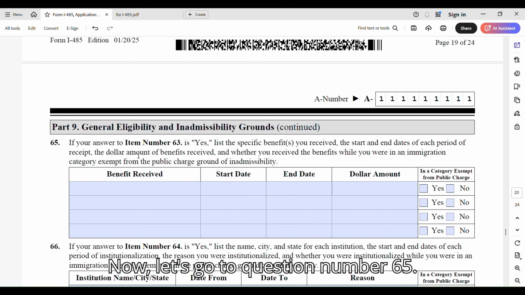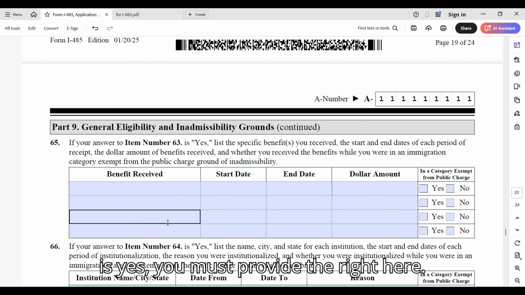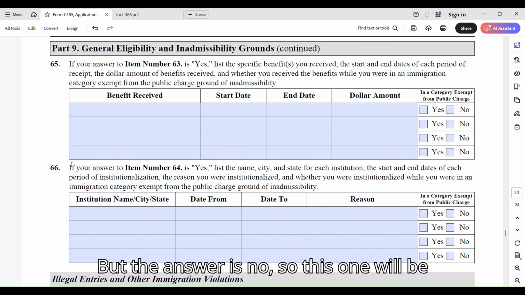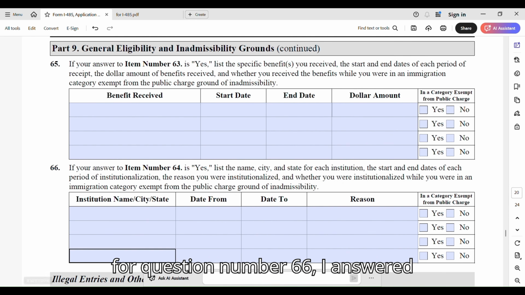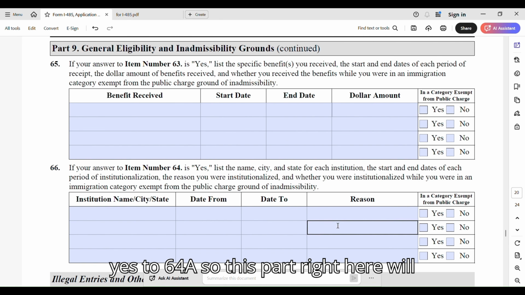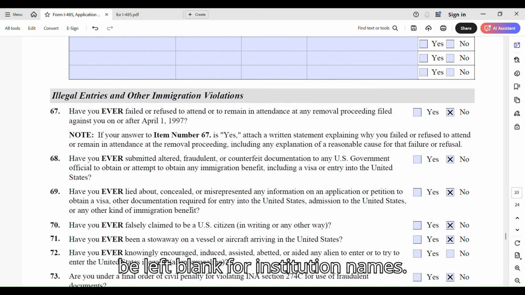Now, let's go to question number 65. If you answer yes to item number 63, you must provide information right here, but I answered no, so this one will be left blank for the benefit. Same thing for question number 66. I answered no to 64A, so this part right here will be left blank for institution names.